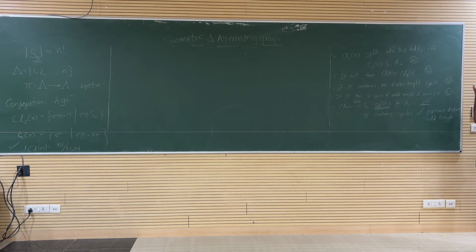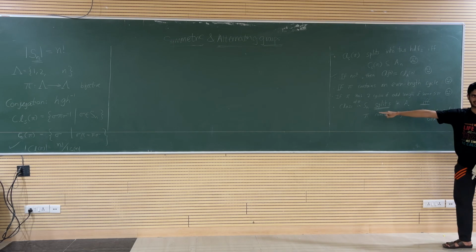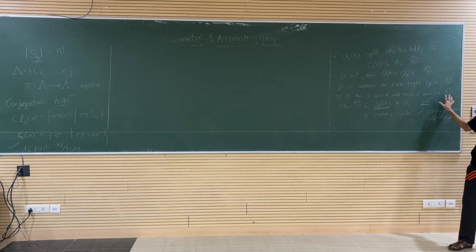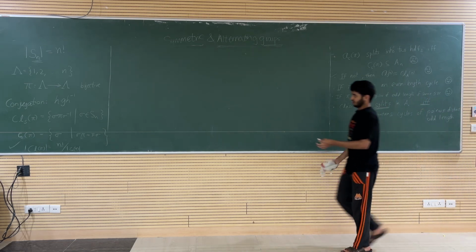If you have pairwise distinct cycles, then what I'm basically proving is, in that case, all the elements in the centralizer will sit inside An. So there is no odd element which is in the centralizer. That means the class splits. That's what I'm going to prove now. Okay. This is easy to see.